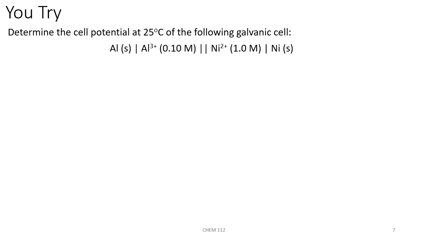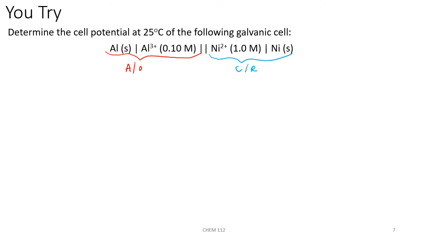Okay, so we are going to do our last problem using our Nernst equation, and we have our shorthand cell notation. So just a reminder, on the left-hand side, we have our anode, which is where oxidation occurs. And on the right-hand side, we have our cathode, which is where reduction occurs.